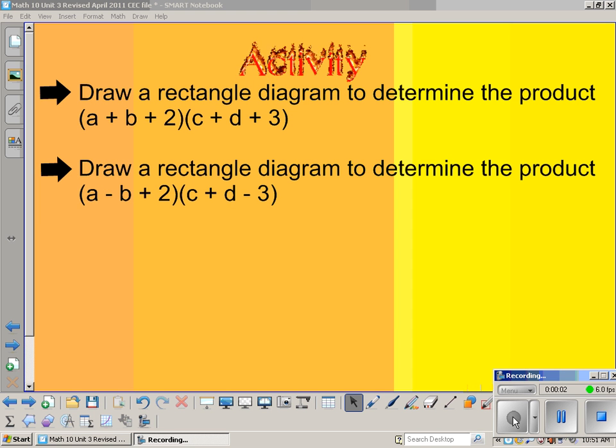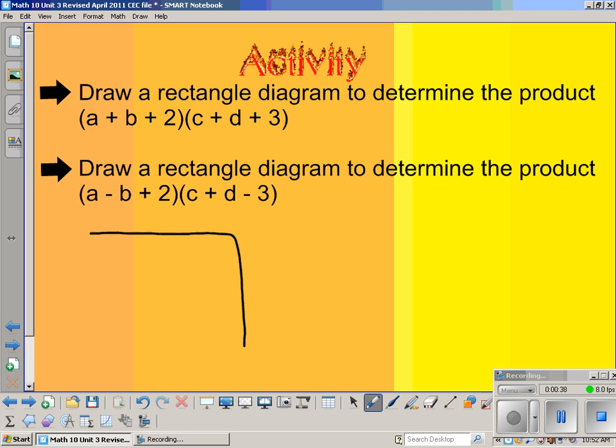In this next lesson, we are going to extend our knowledge of multiplying binomials by binomials to multiplying any type of polynomial by any other type of polynomial. In this first activity, I would like you to take a couple minutes and try to use the rectangle diagram strategy that we learned in the previous lesson to multiply these trinomials by trinomials. Now I'm going to do both of them below, and we'll start with the first one there.